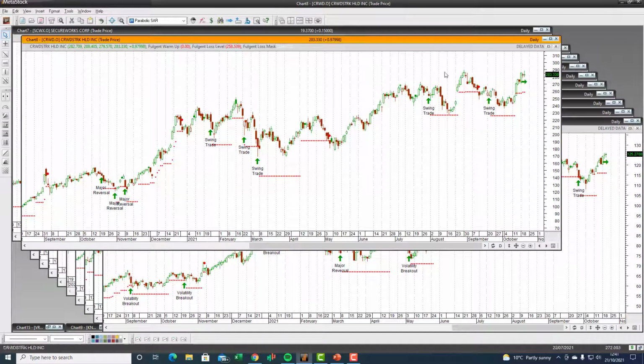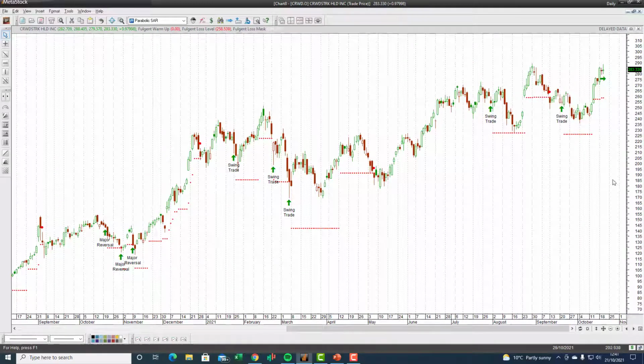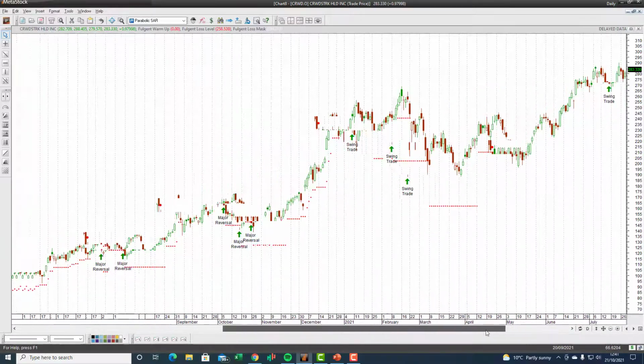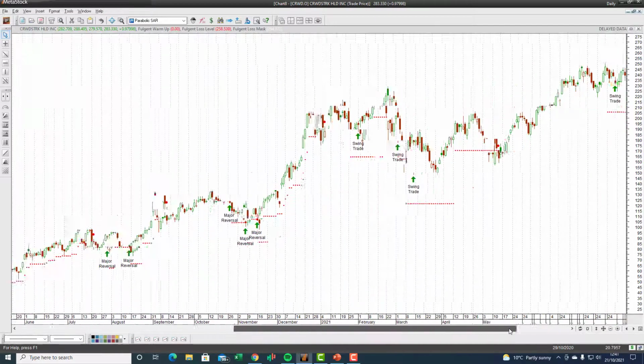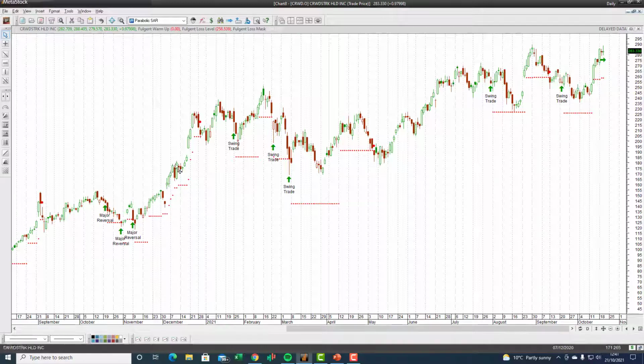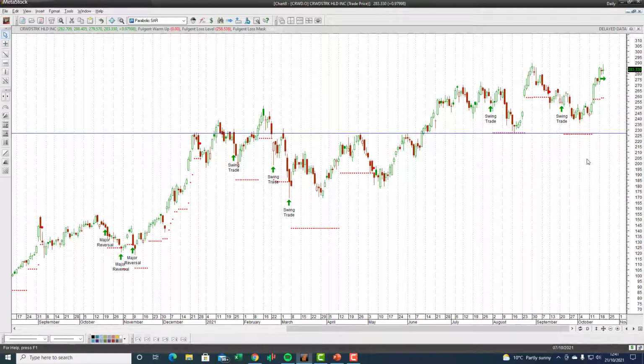Right, next up is CrowdStrike, one of my favorite trades I've been doing. You can see here this has been a fantastic winner last year. Major market reversal captured that move, and then another one. Major market reversals work particularly well on this particular stock. You can see you can capture all the really big moves. A couple of swing trades when the stock's moving sideways and consolidating, but you can see it did break out of this double bottom base.